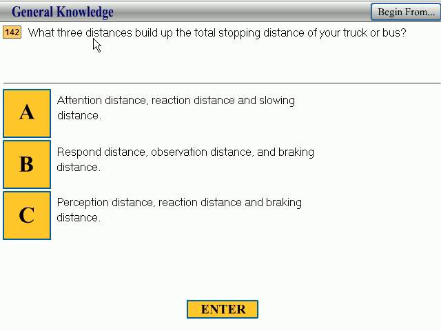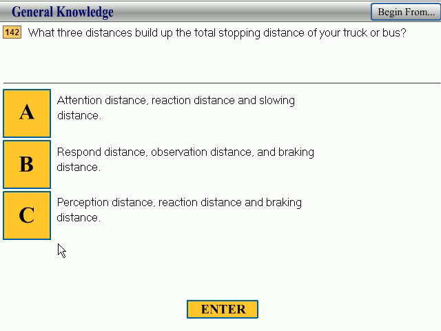142. What three distances build up the total stopping distance of your truck or bus? Attention distance, reaction distance, slowing distance. Response distance, observation distance, and braking distance. Respond distance, pardon me. Perception distance, reaction distance, and braking distance.